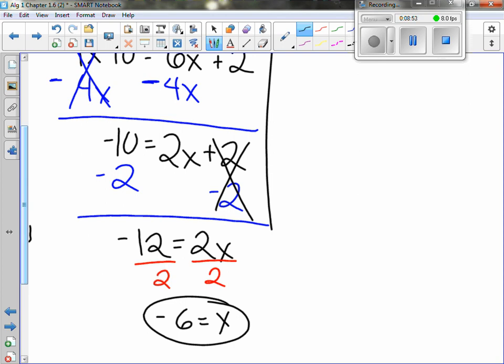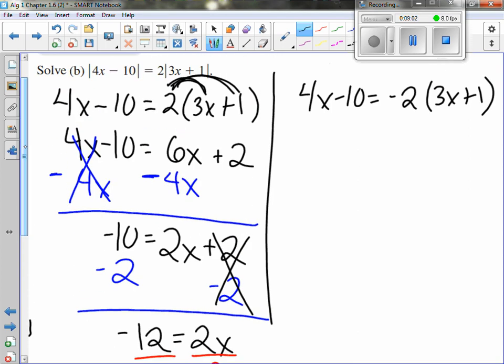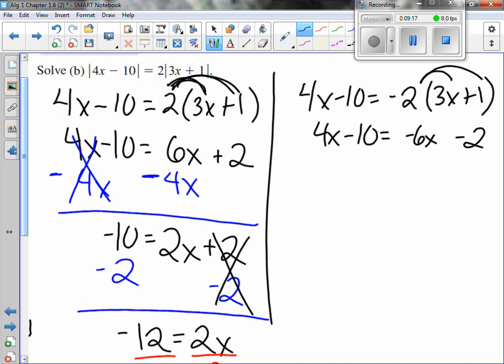Questions on any of this here? Questions on anything we've done so far? We good with these here? Yes? All right, well, we have to do the other side. So this time we're not going to distribute 2, we're going to multiply through by negative 2. Because negative 2 times 3x is going to be negative 6x. Negative 2 times 1 is going to be negative 2. But this time we're multiplying through by negative 2, not positive 2. So it's going to make the values change just a little bit.